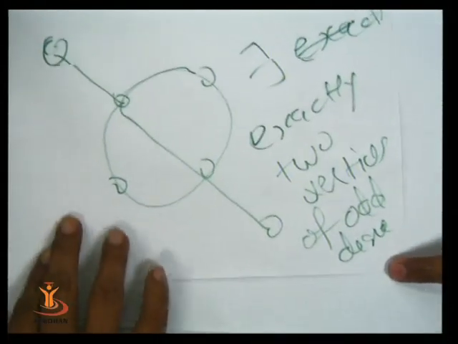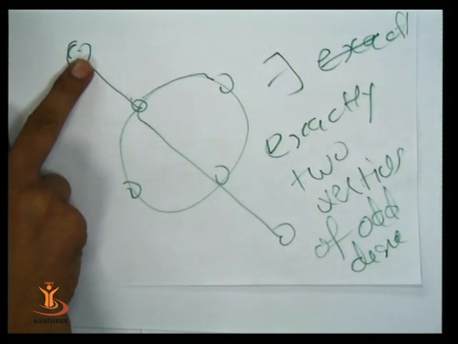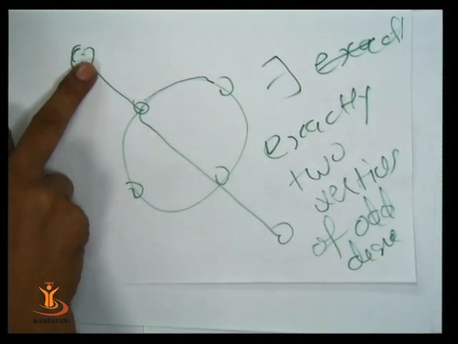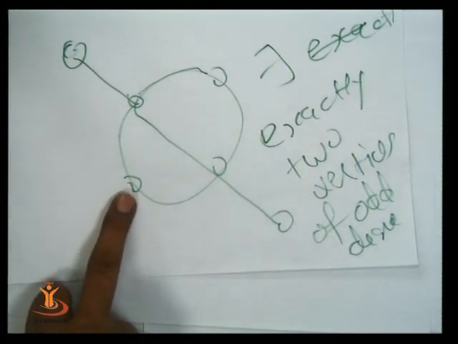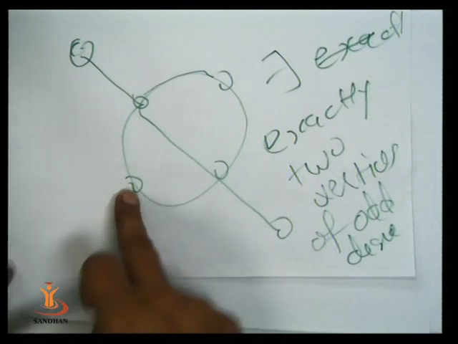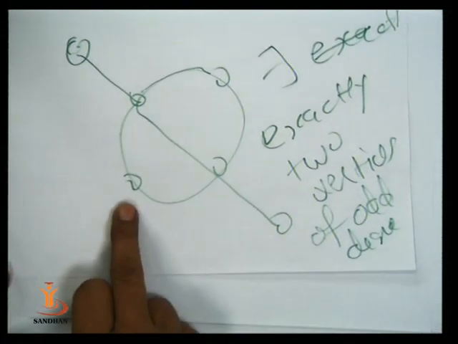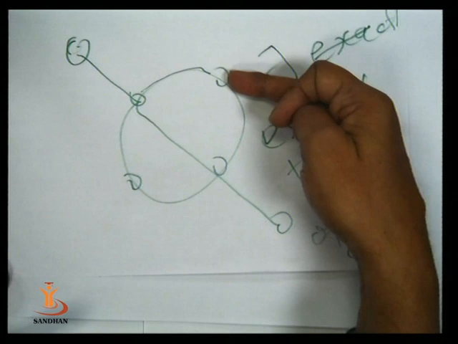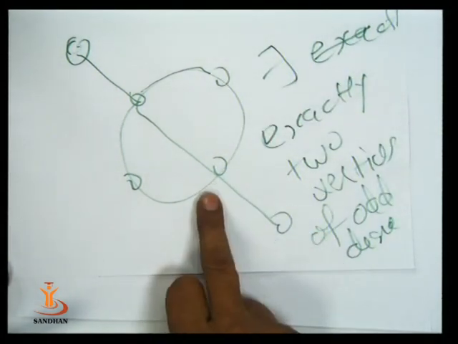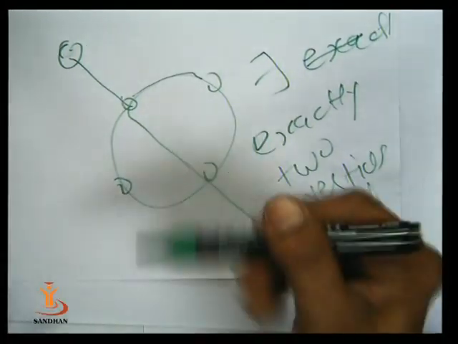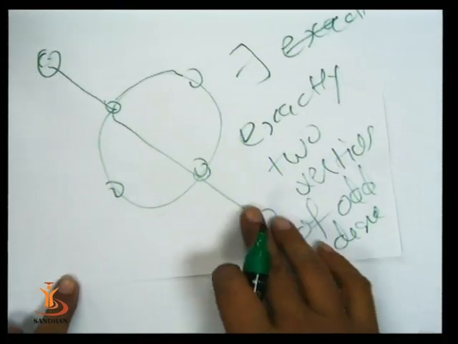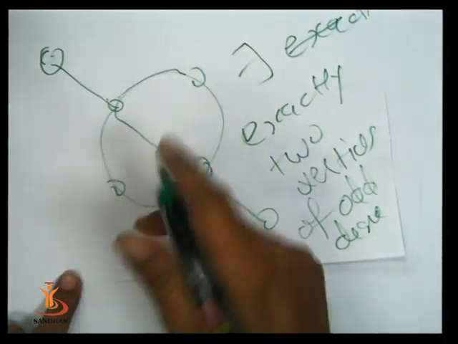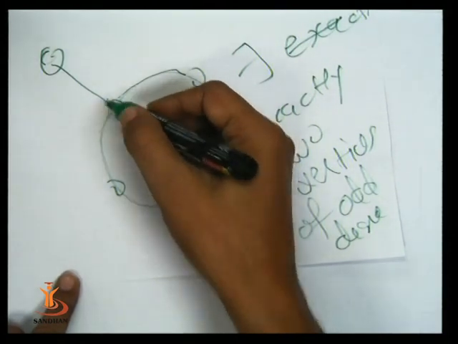Here, the degree of this first vertex is 1, odd. The degree of this vertex is also odd, 1. What is the degree of this vertex? The degree of this vertex is 2. Two edges are incident on this vertex. The degree of this vertex is 2. The degree of this vertex is 4, because 4 edges are incident on this vertex. The degree of this vertex is also 4.